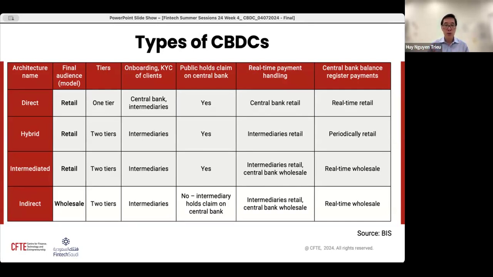At the moment, in terms of the experimentation, we see both types: retail experimentations and wholesale experimentations. Some people have very different views in terms of what is the most interesting. Should it be retail or should it be wholesale? The reality is that I don't think we have a clear view or clear consensus everywhere saying that it should be retail or wholesale. There's still a lot of experimentation for CBDCs at the moment.